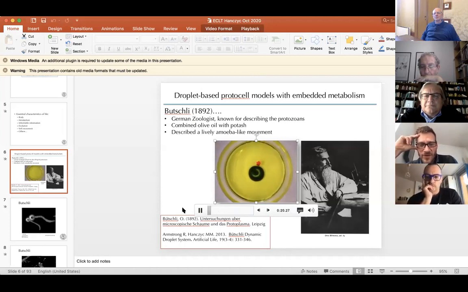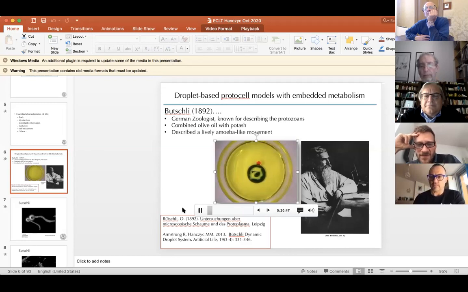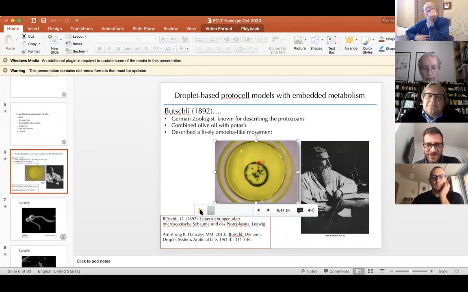So oil and water don't mix, you just get a droplet that's fairly stable. But if you have a droplet that is chemically activated, so it has chemical potential and is performing some chemistry on the olive oil, turning it into fatty acids and glycerol, you then get some lively movement here. And this is what Bütschli was showing us as, I think, the first demonstration of an artificial cell that he created in the laboratory.